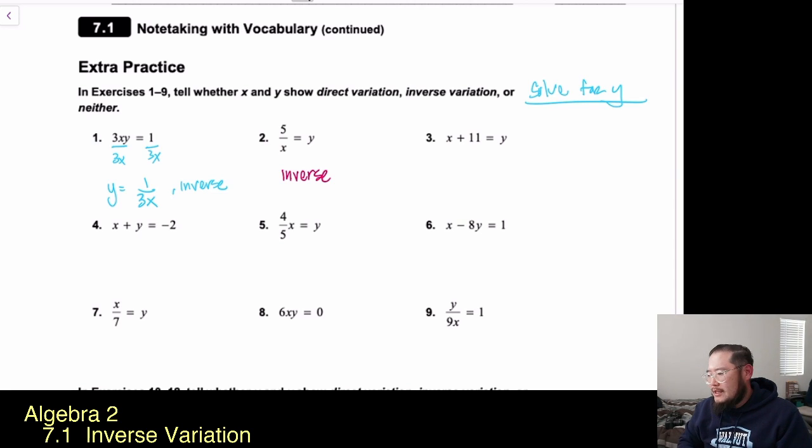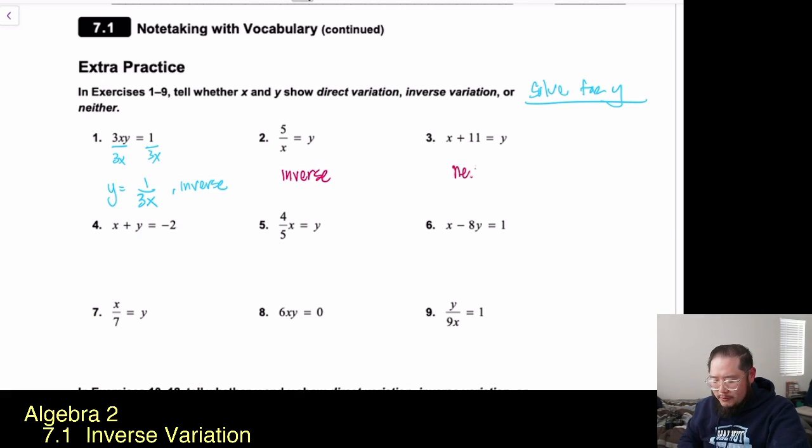In number 3, y is by itself, but we have x plus 11. And there's no way I'm going to get x over 11 right here. So this right here, I don't recall having direct variation or inverse variation looking like number 3. So this will be neither.